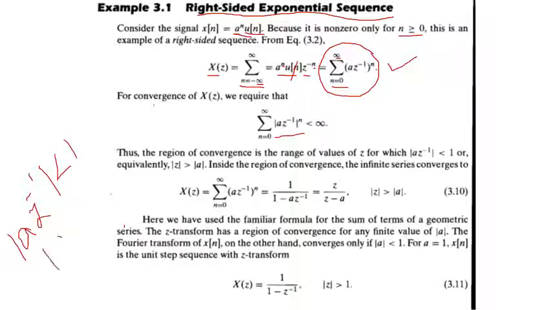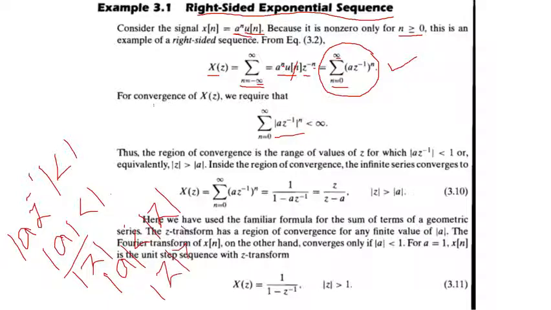Or I can say a divided by z mod should be less than 1. Or a mod should be less than z mod. Or z mod should be greater than a mod. It means that whatever the value of a is, I will always take z to be greater than a. This is the region of convergence.